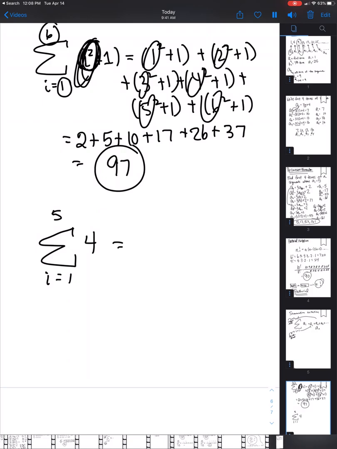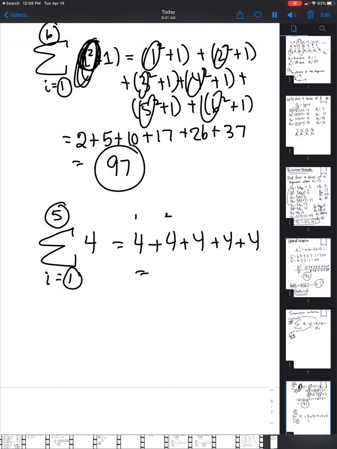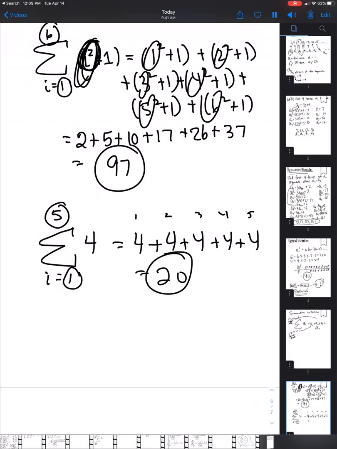Sorry, I want you to do it 5 times. So 1, 2, 3, 4, 5. So you're going to write 4 five times. There's nothing you're plugging a number into. So you're literally just writing the number over again 5 times. If it wanted to do 10, you do it 10 times. So 4 times 5 is 20. So that would be your answer there.